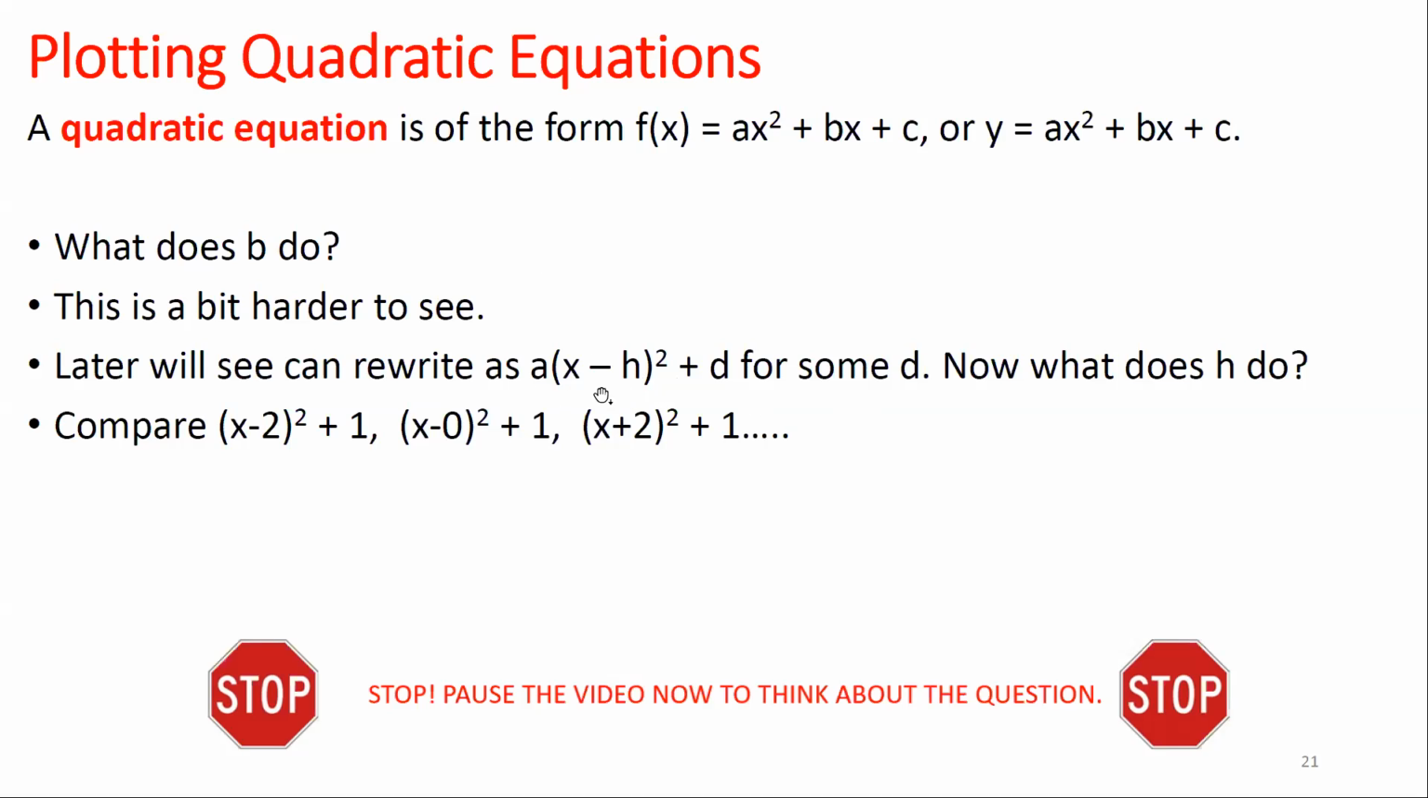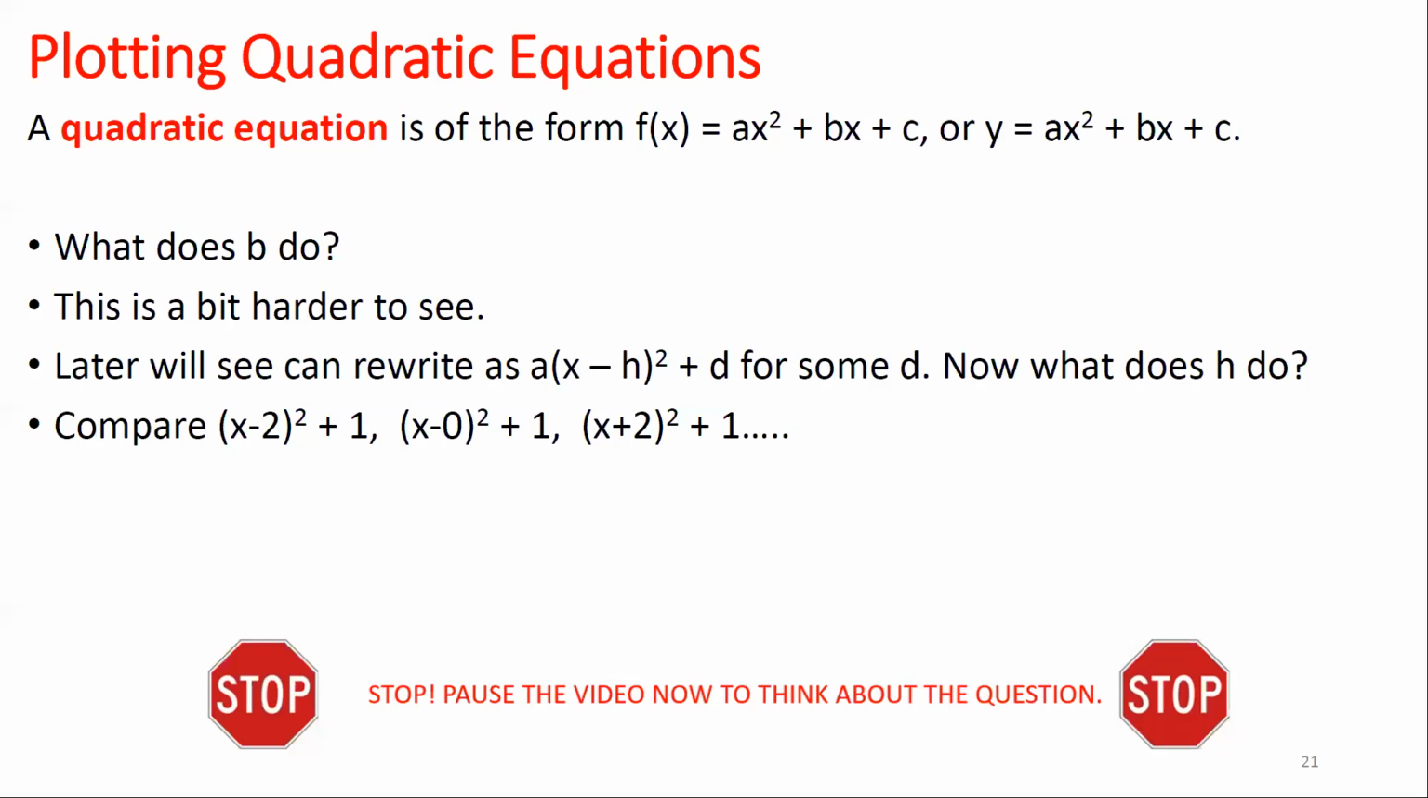And the question is, what does this h do when we write it like this? So we've seen what a does. It just shifts things, changes the growth rate. d just shifts things up and down. So the question for you is, what does h do if we look at a couple of different choices? We'll pause the video and give you a chance to think.